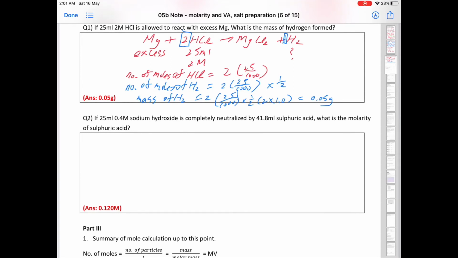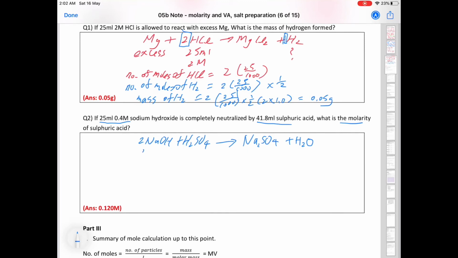Oh, and how about question 2? Two of the species are in the form of molarity and volume, and what you have to find out is the molarity of sulfuric acid. Similarly, write down the chemical equation: NaOH reacting with H2SO4 to become the metal salt, because it's a neutralization process. And then make it your habit to write down all the information below the equation.